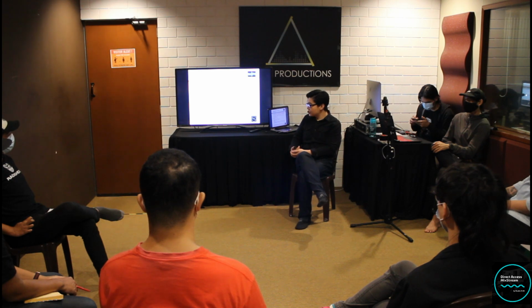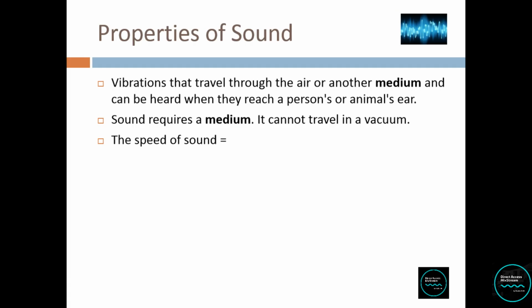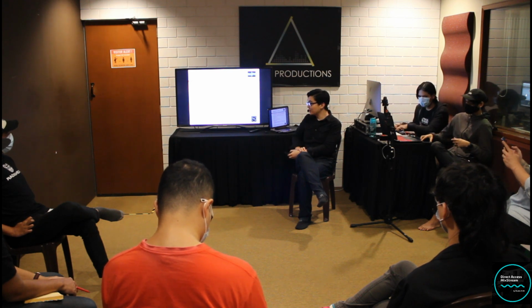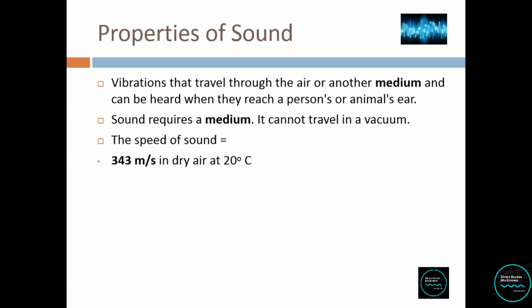Just for your general knowledge, the speed of sound. According to science, you must always have a reference. You must always qualify something, and that's very important later when we talk about decibels, dBs. You always need to qualify and reference it to something. So the speed of sound is 343 meters per second in dry air at 20 degrees Celsius.